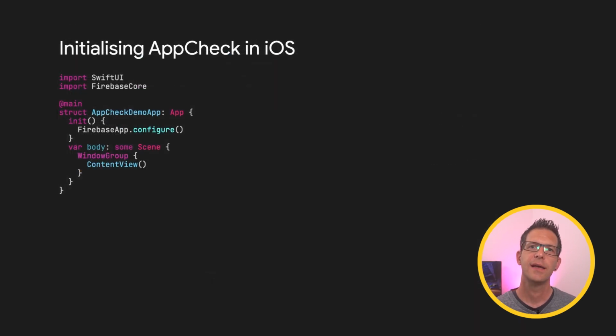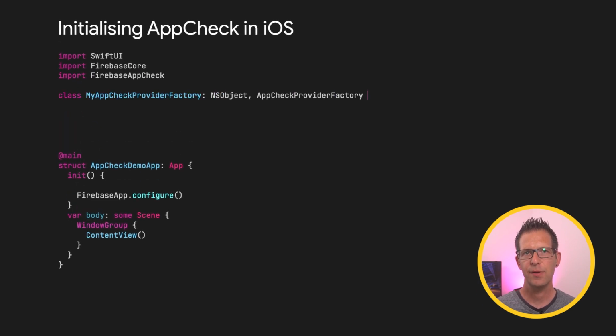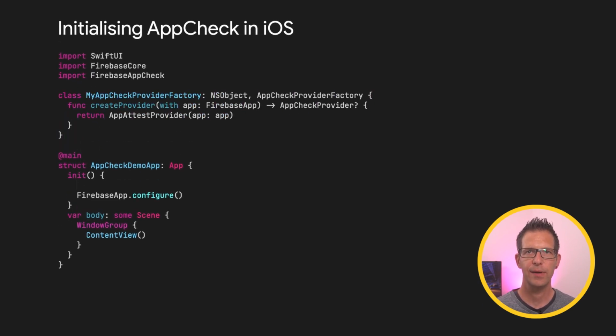Third, go into your app delegate or the main entry point of your app and add the following line to initialize AppCheck when your app starts up. And that's all you need to do to prepare your iOS app for AppCheck. The only thing left to do is actually enforcing AppCheck in the Firebase console.